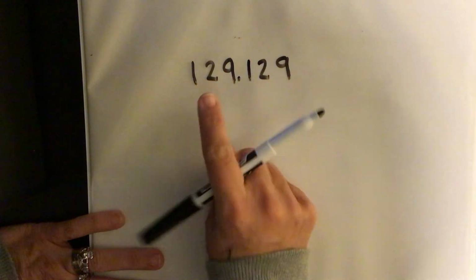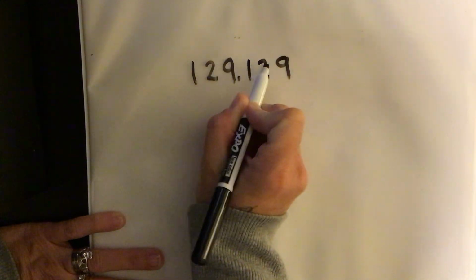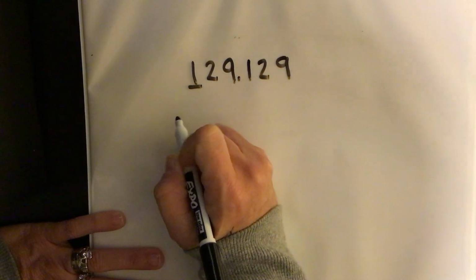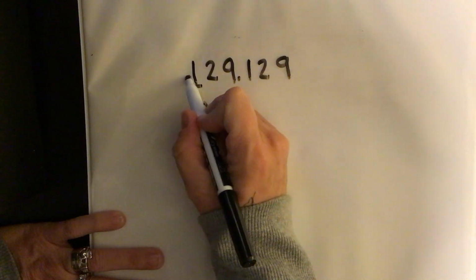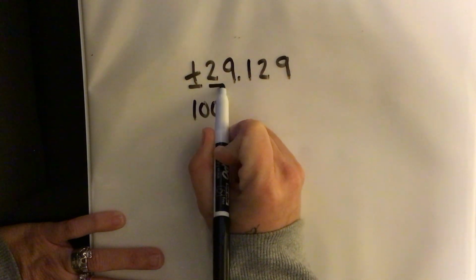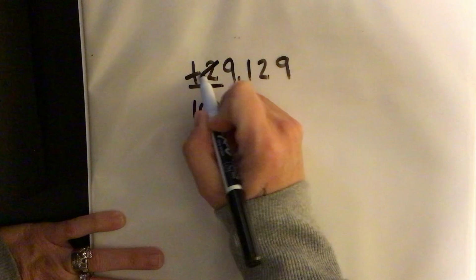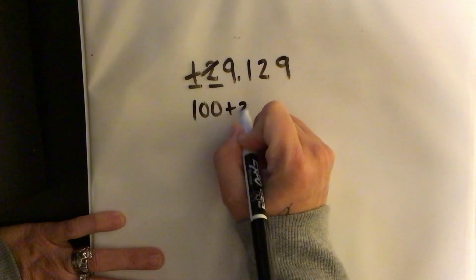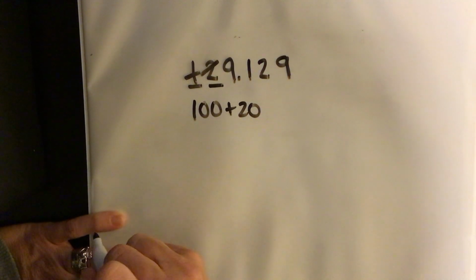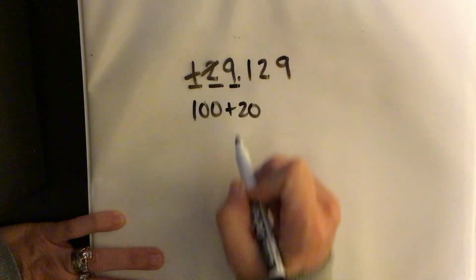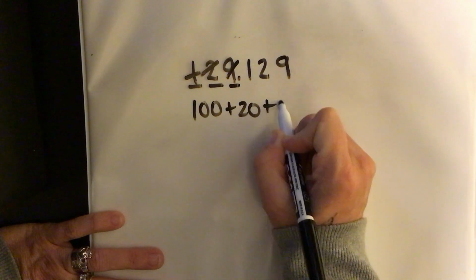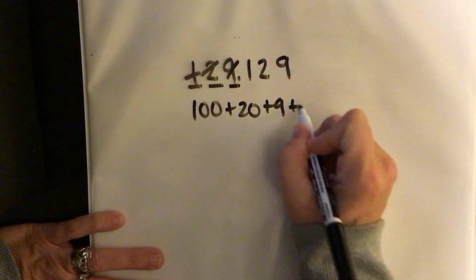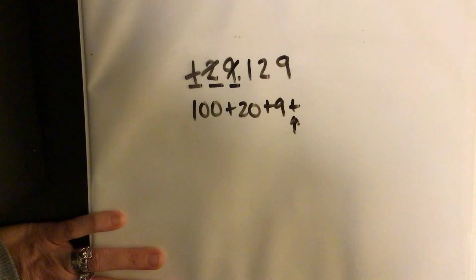Okay, I'm back. Let's take a look at what we have here. Again, we're going to break it down house by house. I have my hundreds house first. I have 100 in my hundreds house. I'm looking at my tens house next. I have 2 in my tens house. That gives me 20. I'm going to look at my ones house next. I have 9 in my ones house. That gives me 9.